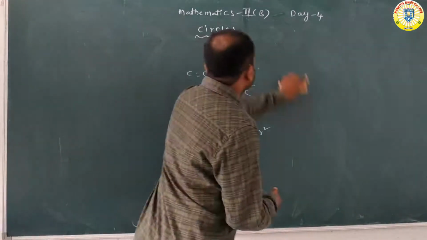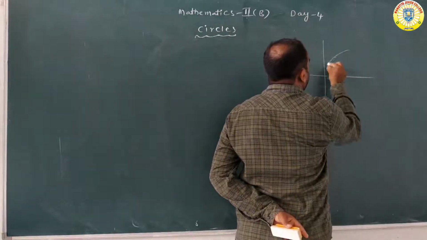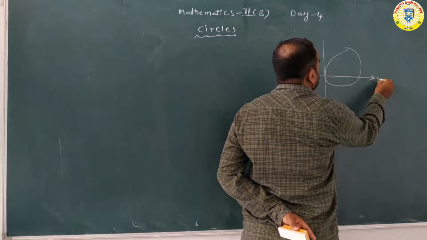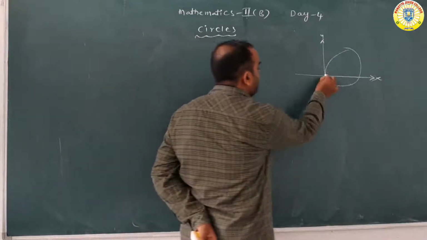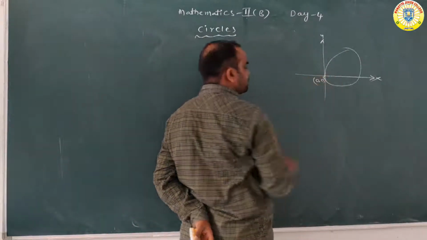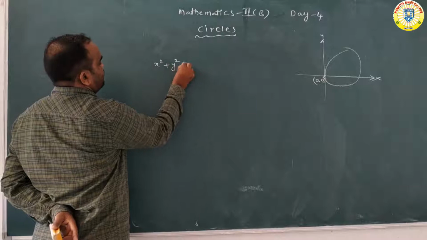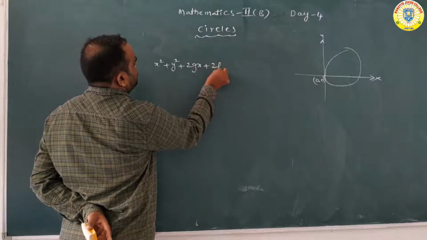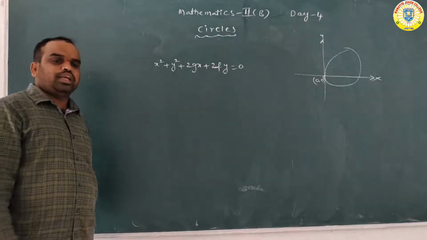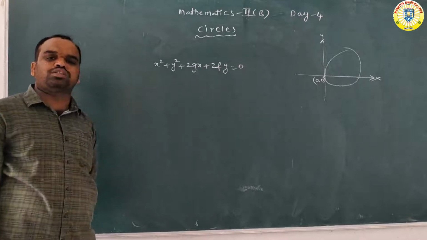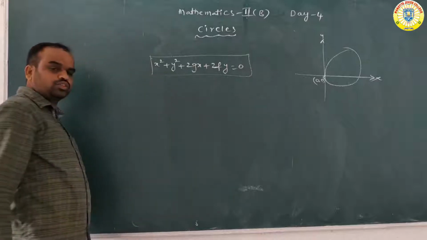Next, we also discussed this in the last class. Any circle that passes through the origin. This is the x axis, this is the y axis, and the origin is the coordinates 0 comma 0. In that case, what is the form of the circle? x square plus y square plus 2gx plus 2fy is equal to 0.